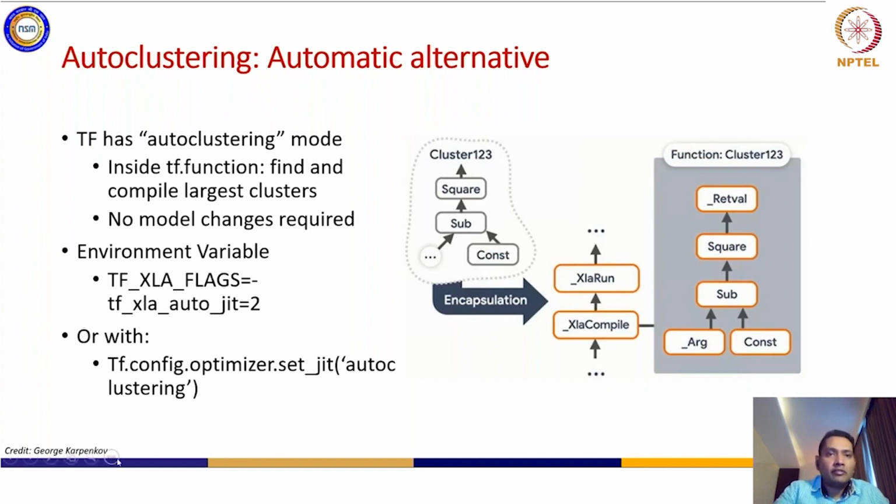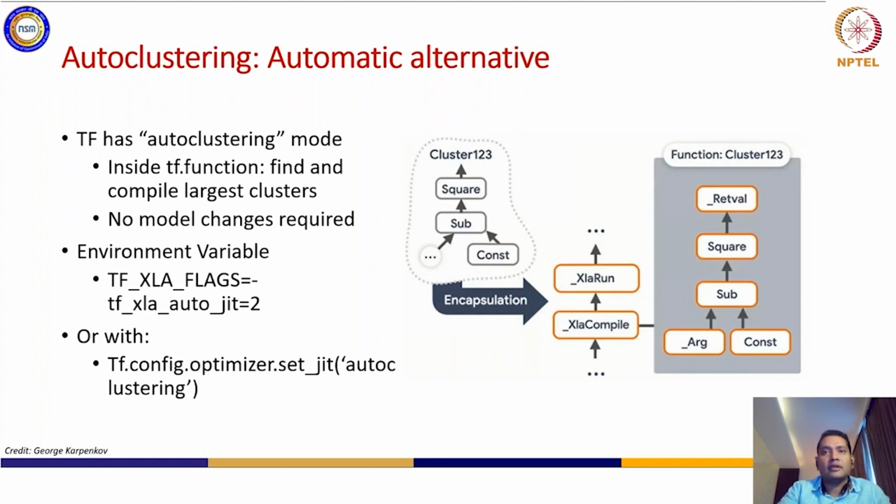Of course, there is another way, which is tf.config.optimizer.set_jit, for auto clustering. It will analyze the entire computational graph and identify the operations that it wants to cluster, optimize, and fuse into an XLA compile. So this kind of functional fusion will encapsulate the entire cluster. This kind of automatic clustering can be used.